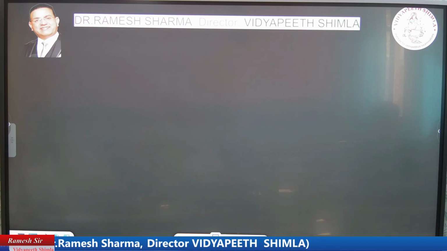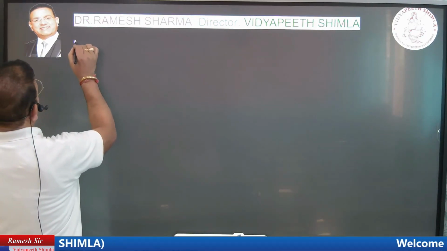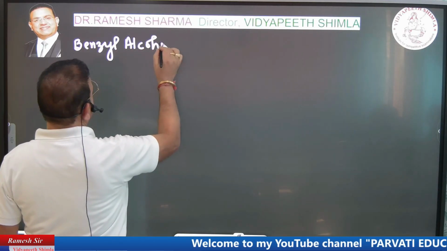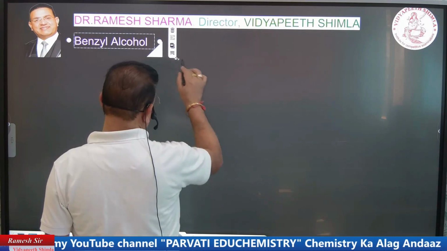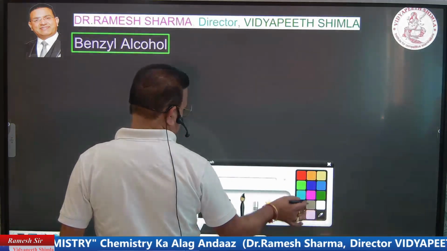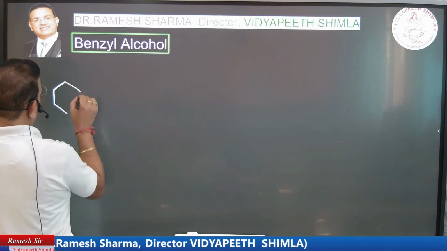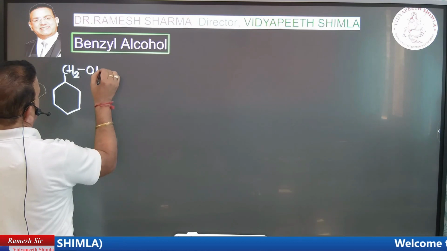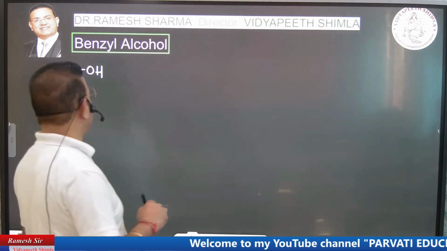The second category of alcohol is benzyl alcohol. Benzyl alcohol is also an aliphatic alcohol, because here, similar to the alkanols, the OH is bonded to the sp3 hybridized carbon. Yes or no?